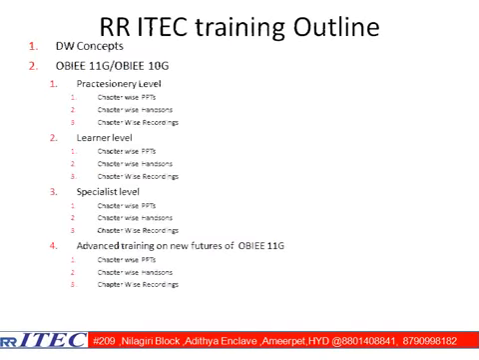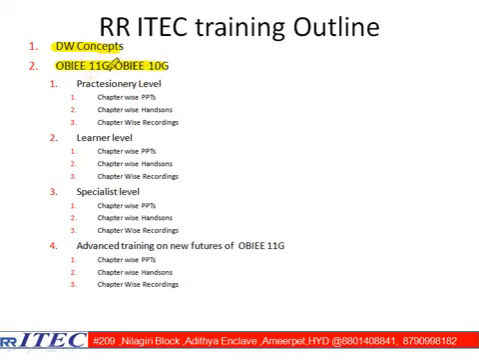What do you mean by the RRI Tech training outline? As part of this training, what exactly am I going to cover? In this RRI Tech training outline, we are going to cover data warehousing concepts. Whatever we learned today, what is transactional data, what is analytical data, what is data warehouse architecture, all these things also fall under data warehousing concepts. Now, OBIEE 11G and OBIEE 10G.